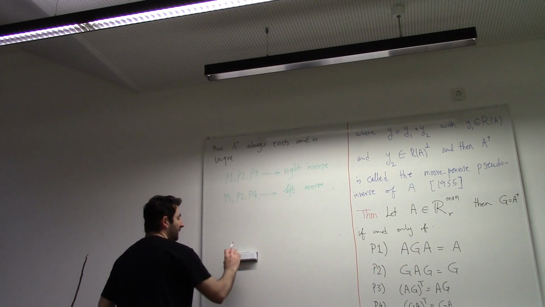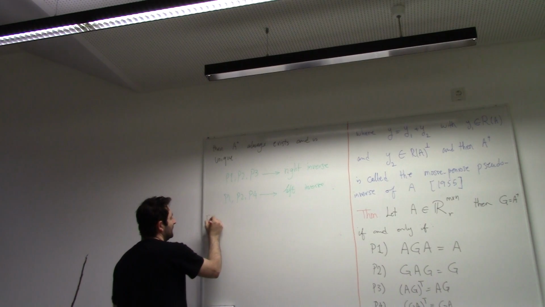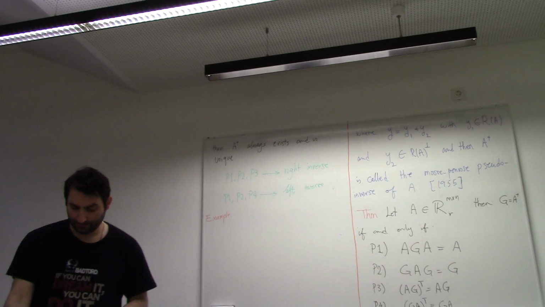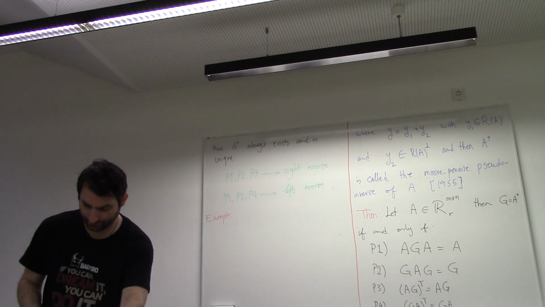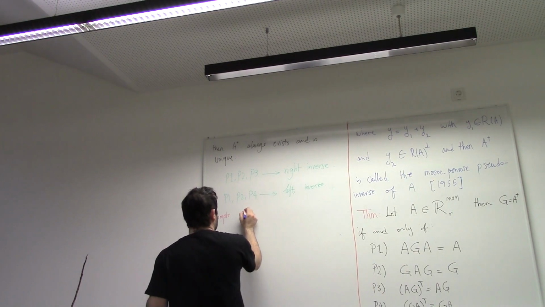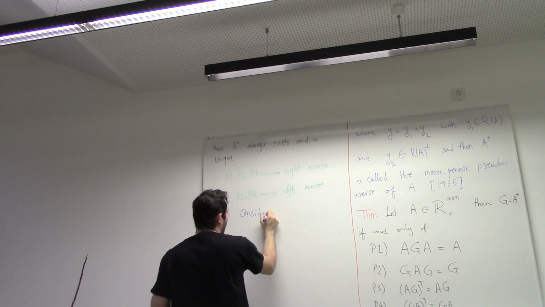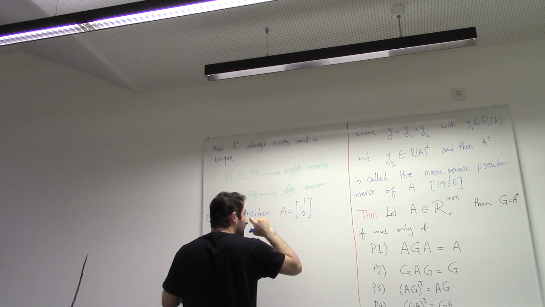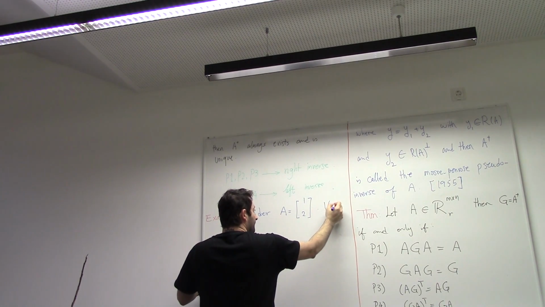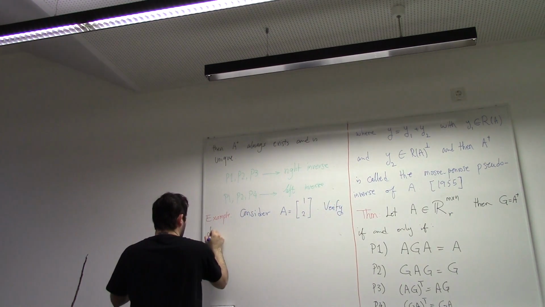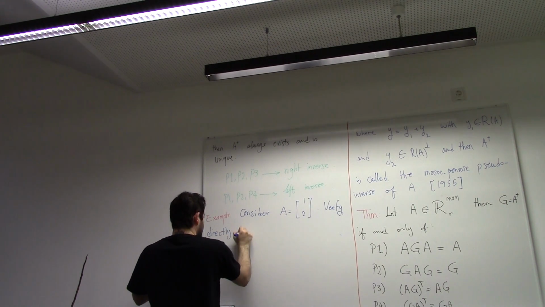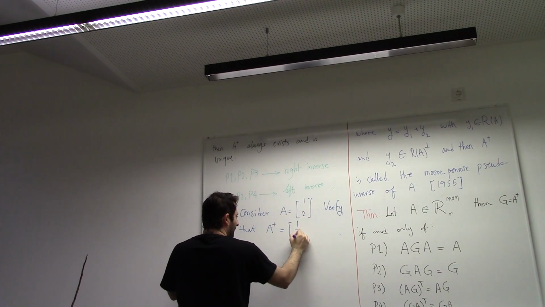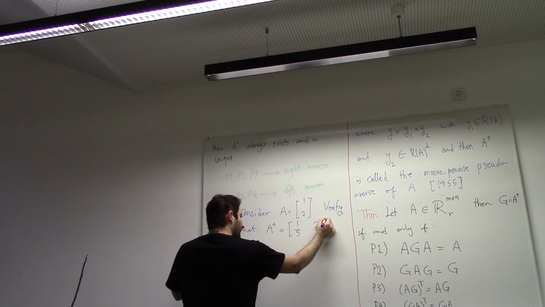How we are using this theorem is as follows. Consider A to be 1, 2, a column vector. Verify directly that A plus is 1 over 5, 2 over 5.